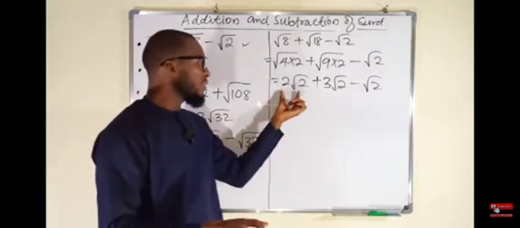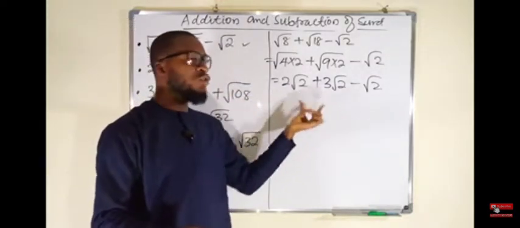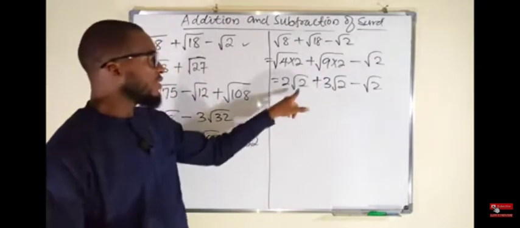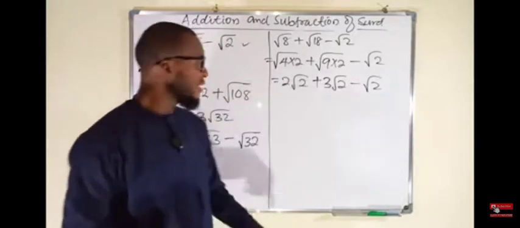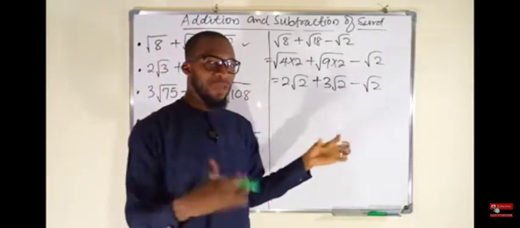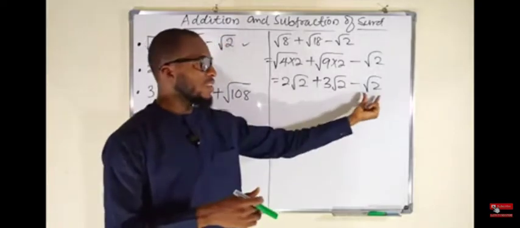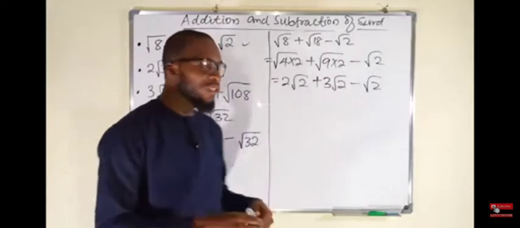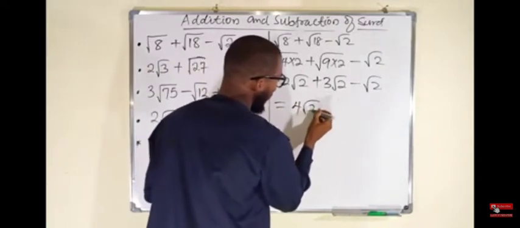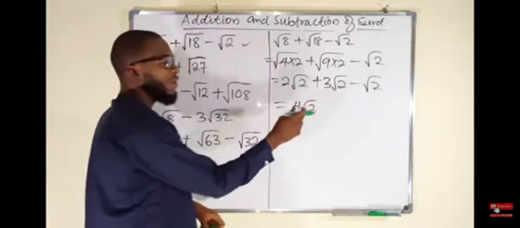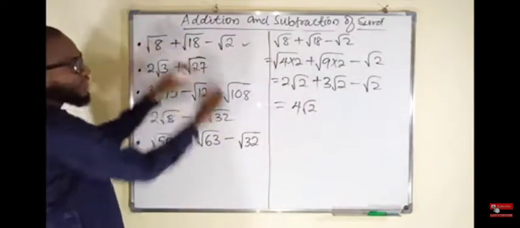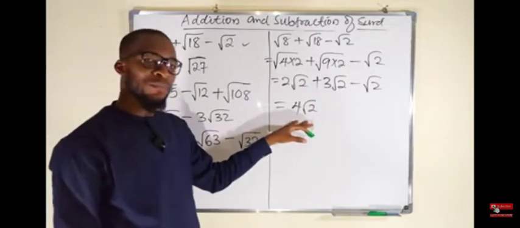Now we want to add 2 root 2 plus 3 root 2, making 5 root 2. Let's treat these root 2s as oranges. So first we have 2 oranges plus 3 oranges, making 5 oranges, then subtracting a single orange, making 4 oranges. So this becomes 4 oranges, where root 2 is the orange here. So finally, after simplifying this is what we have, 4 root 2.